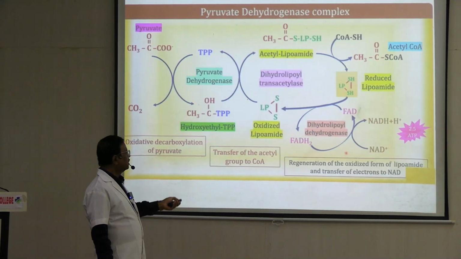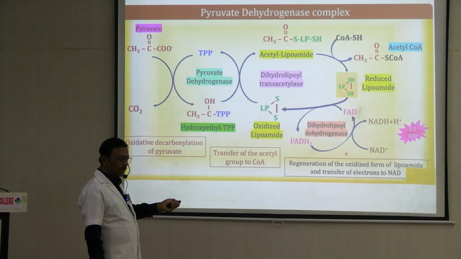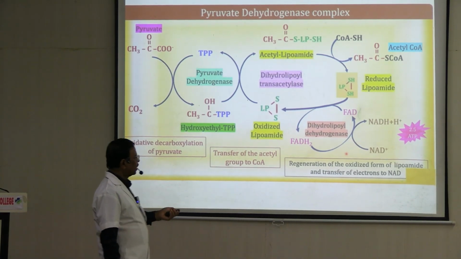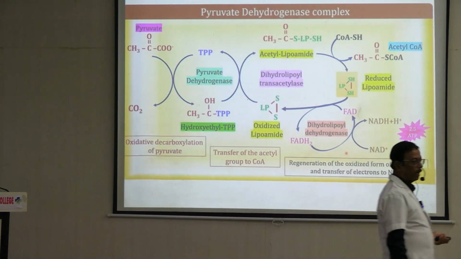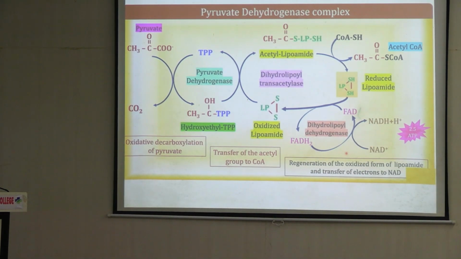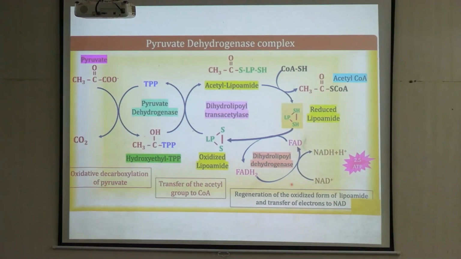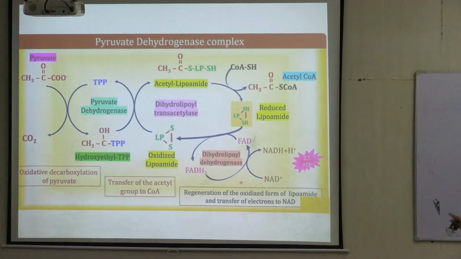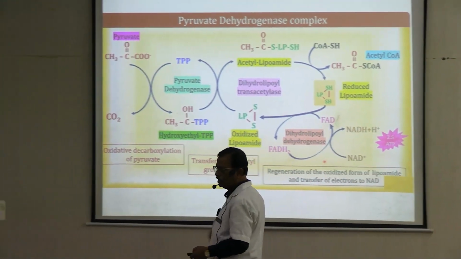Then afterwards, this FAD is regenerated and, utilizing one NAD, NADH is produced. So here we are getting one reducing equivalent. It takes part in the electron transport chain and gives 2.5 ATP. From one glucose molecule, we are getting 2 pyruvate, so in total we are getting 5 ATP from glucose in this stage.